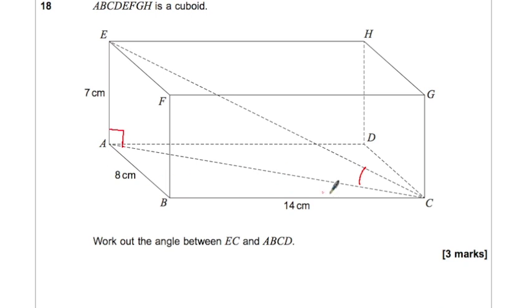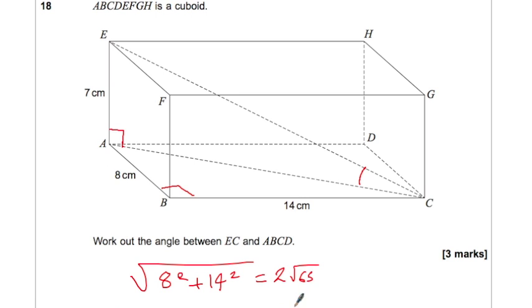So this we can work out using the fact we know ABC is right angled, and we can just use Pythagoras. So the square root of 8 squared plus 14 squared, which is 2 root 65 as an exact answer, but you might want to think of it as root 260 for your working, so they're the same thing. And it's nice to write it as an exact answer.